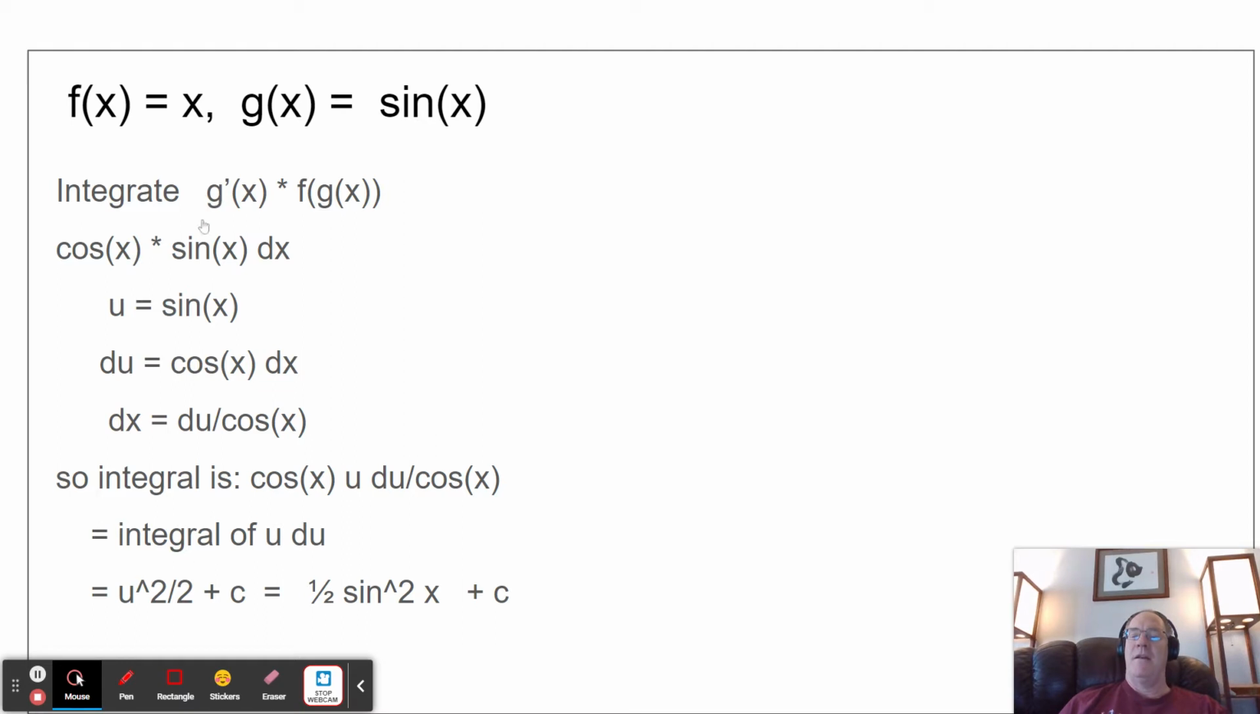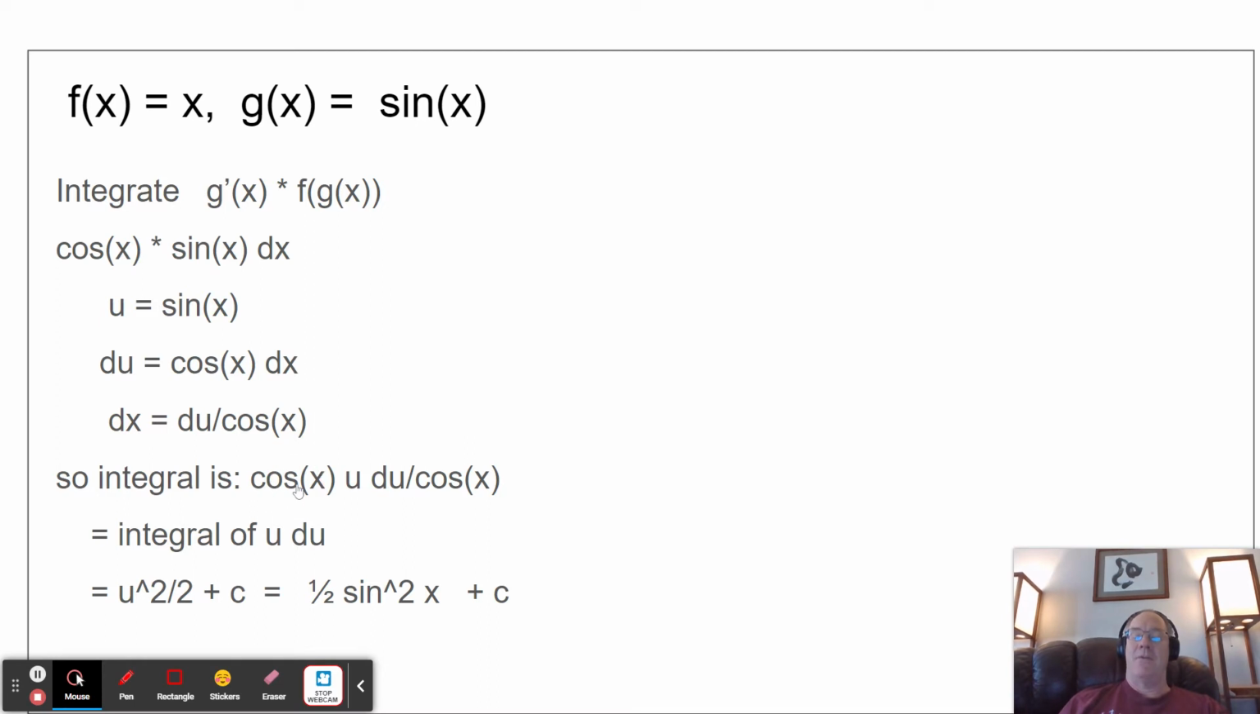Okay, so substituting in, cosine of x times f of sine of x. f of sine of x is just the sine of x, because f is the identity function. And so the problem you're given is to integrate the cosine of x times the sine of x. Well, the substitution that's called for based on this problem setup is to say that u equals the sine of x. And then you turn the crank, and of course dx is du divided by the cosine of x.